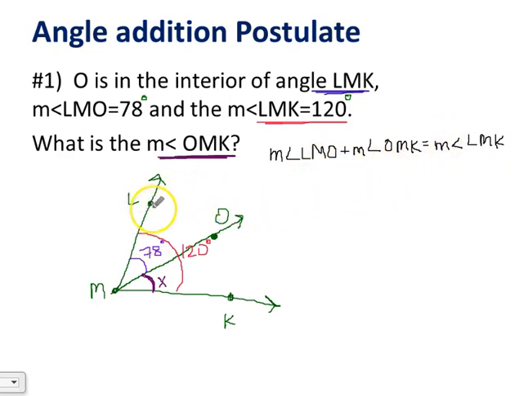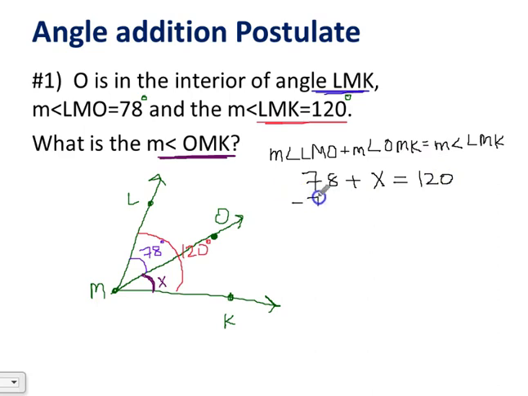So we know the angle of LMO. That's 78 degrees. Do we know the measurement of angle OMK? No, that's what we're trying to find out. So I'm going to label that as X. I'm going to represent that with X. And then the measurement of LMK is 120 degrees.